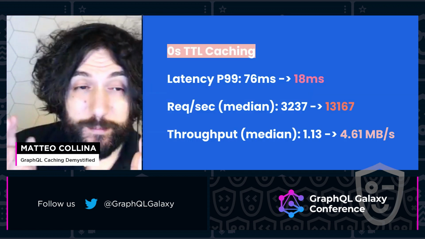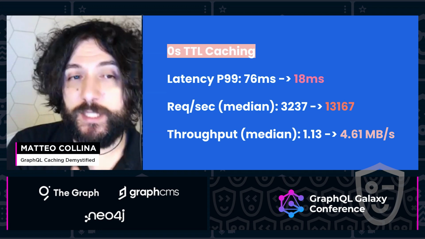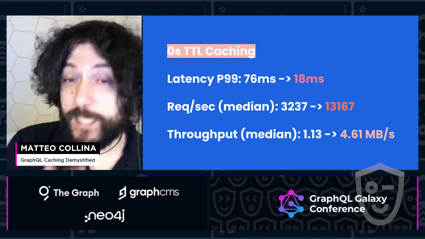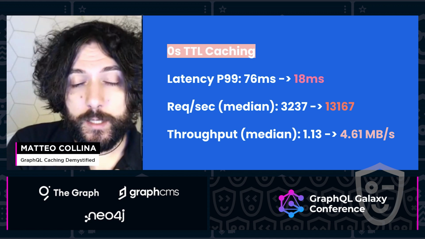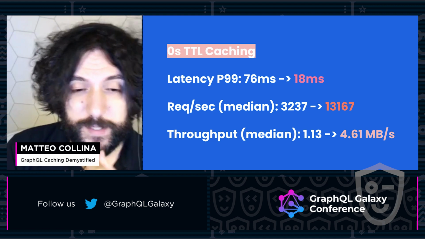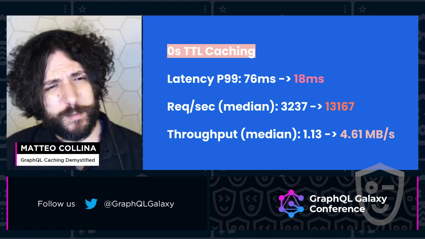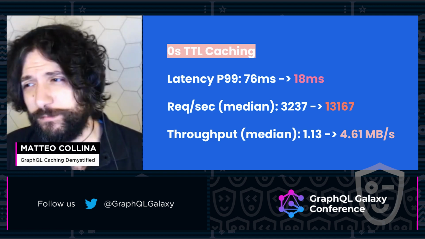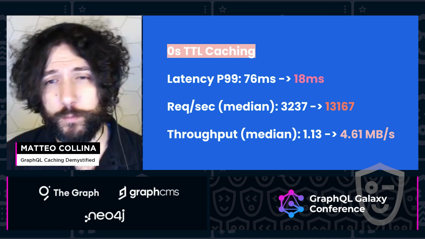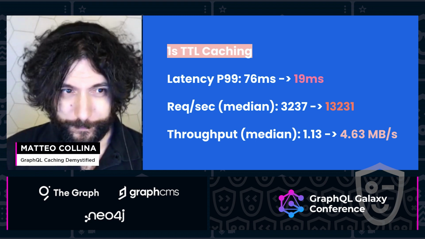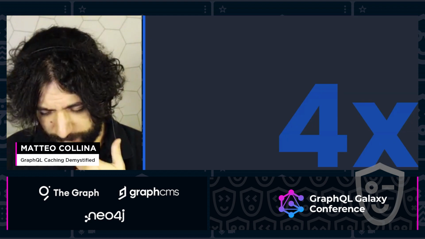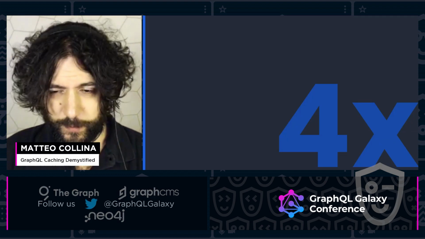Just by making it 0-second time to live, we can reduce the latency to 18 milliseconds and multiply by 4 the number of requests per second and the throughput. Whoa, this seems quite an improvement for not having any caching at all. Zero caching. We just enable the cache. And if we enable the cache, it does not improve much. Okay, so how come it's possible?